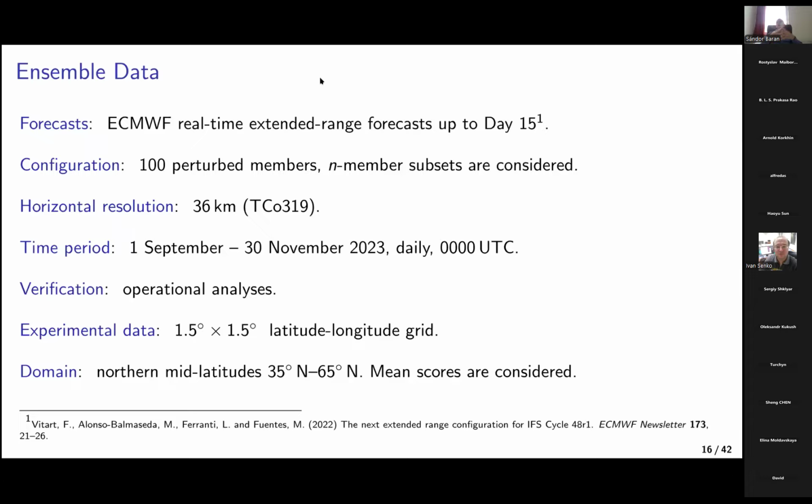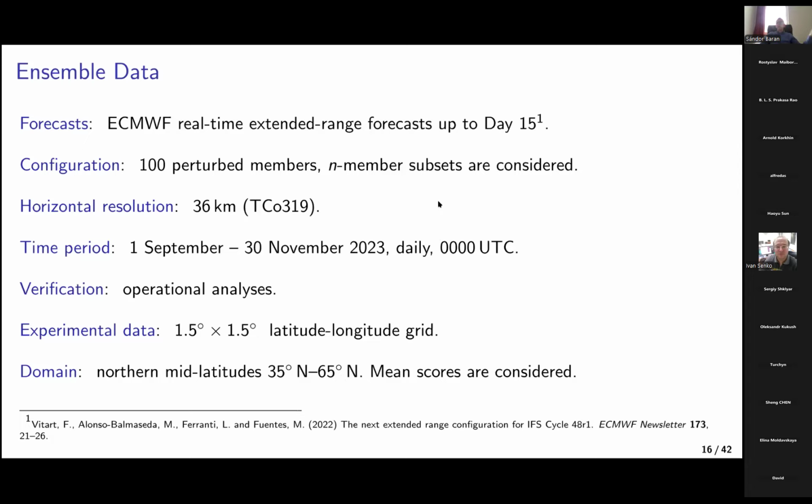These perturbed members are good in the sense that they can be considered statistically as indistinguishable, so that's why it's easy to handle them. We consider only these 100 perturbed members, and we consider different ensemble sizes. The horizontal resolution of this forecast was 36 kilometers on the whole globe. We had 3 months of data, and we verified it against observations. We take only a 1.5 degree latitude-longitude grid in the northern mid-latitudes, between 35 degrees north and 65 degrees north. So these were our real data.